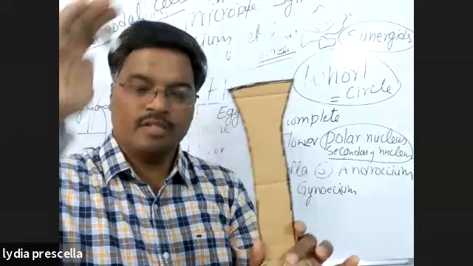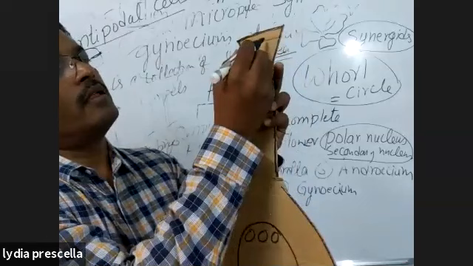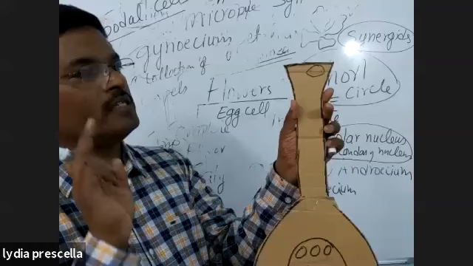So, the pollen grains will come from anther and fall on stigma. This here. Pollen grains will fall on. This is one pollen grain. It has come from anther and fell on the stigma. Now what happens?